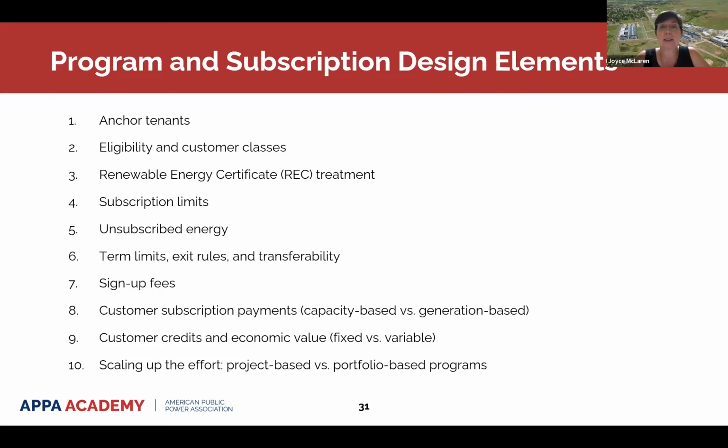This is a list of the 10 program design elements that we're going to look at in some level of detail.